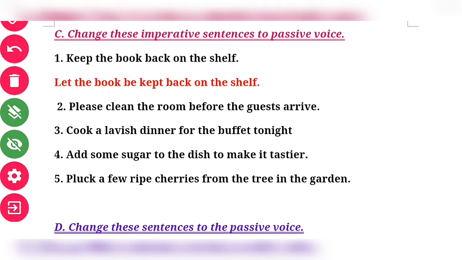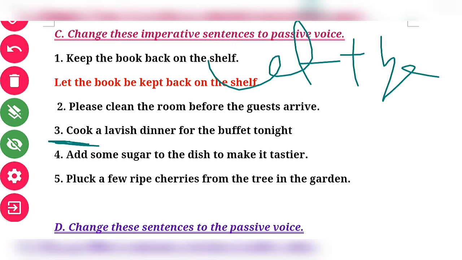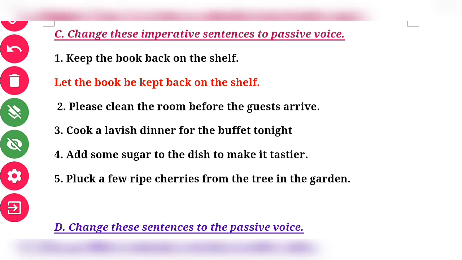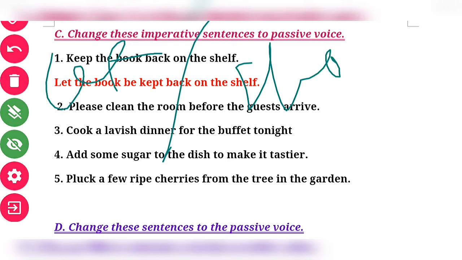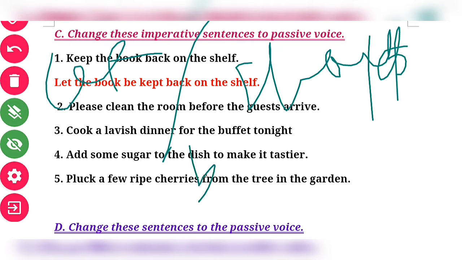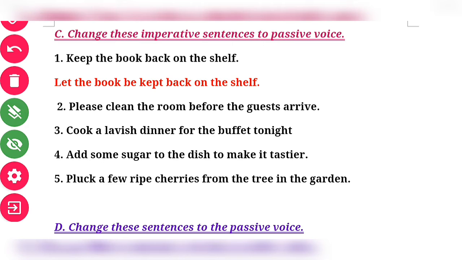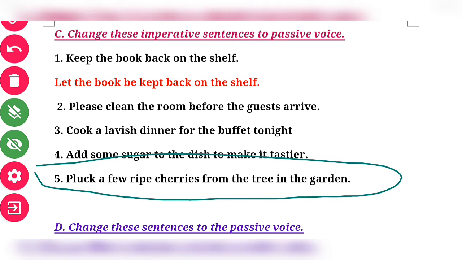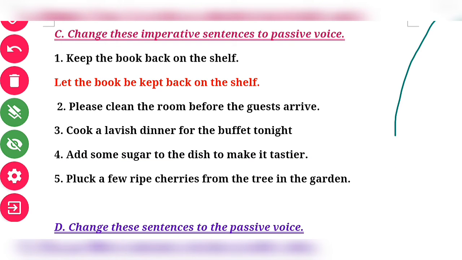Now look, cook a lavish dish for the buffet tonight. Cook a lavish, very simple. Again we will use the same format, let plus be. So I hope that you will do it. Add some sugar to the dish to make it tastier. So any format, let or should be, can be used. Okay, take any format and make the sense. Pluck a few ripe cherries from the tree in the garden. Again imperative sense. So the same sense will come when you are going to use these things. Okay, now D point.